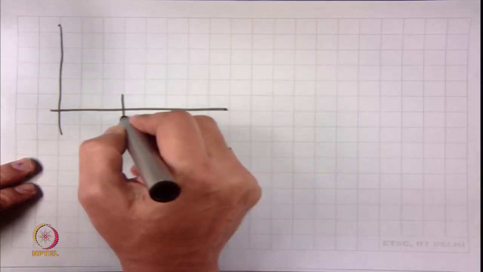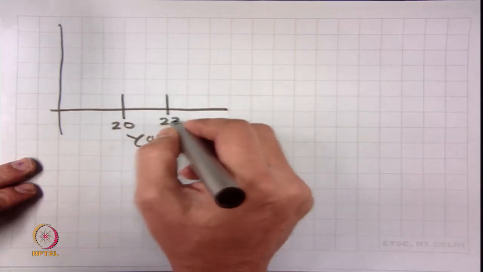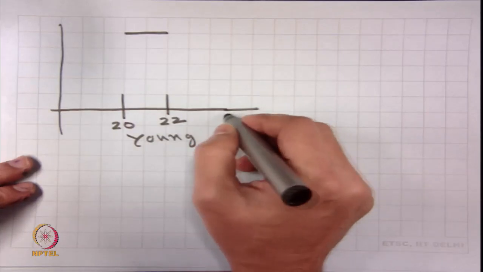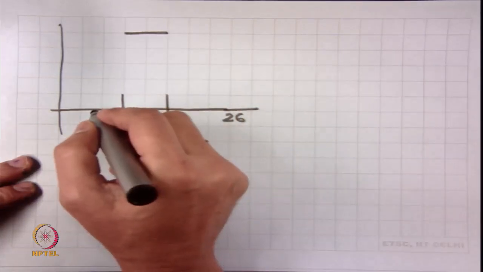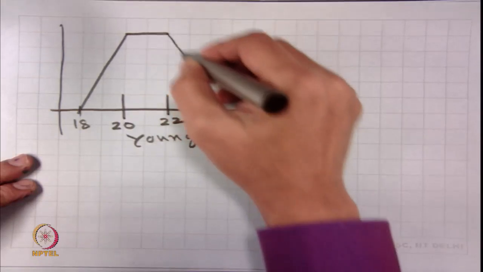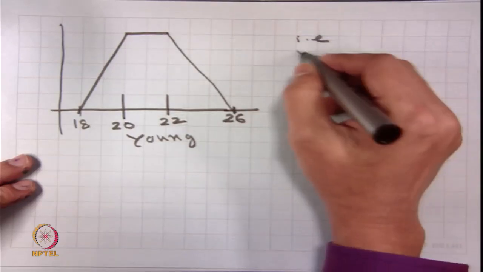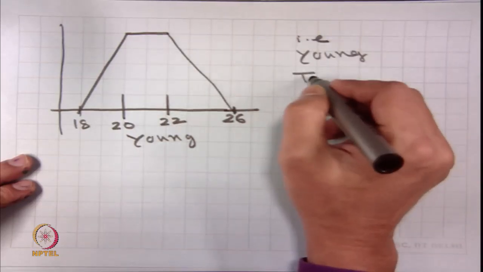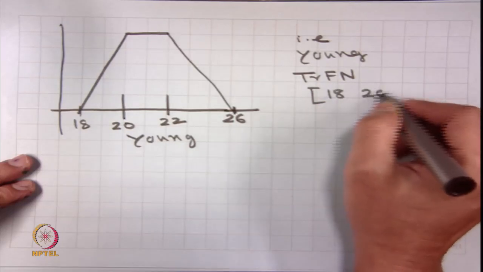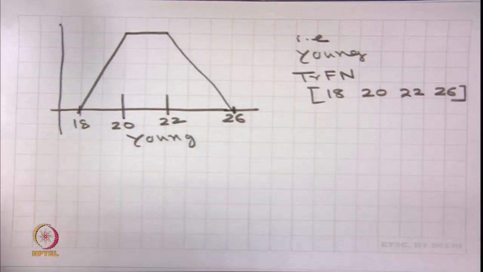The set young is defined with a membership like this, that is, young is a trapezoidal fuzzy number with 18, 20, 22 and 26.